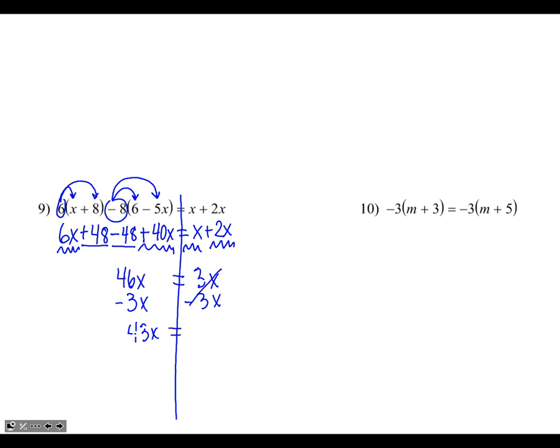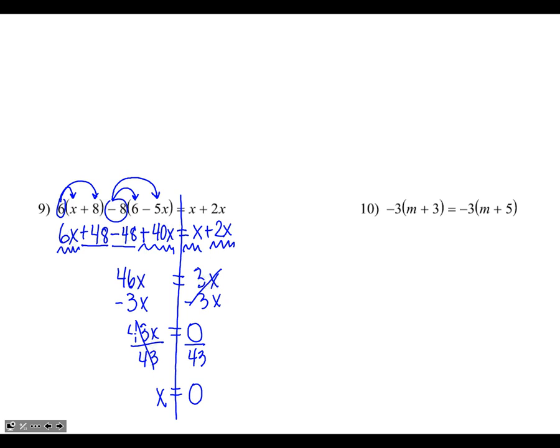What is 3x minus 3x? It's 0. Again, that 0, for some reason it freaks you out. 0 is a perfectly good number. Okay, so here I got to get rid of this 43. So I'm going to divide it out, and that gives me x equals 0 over 43, which is 0.